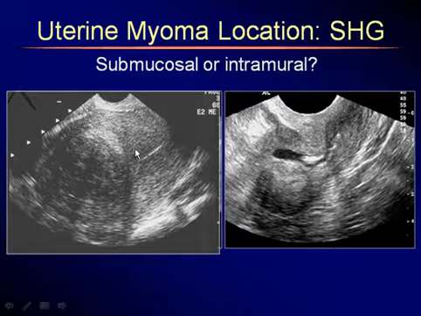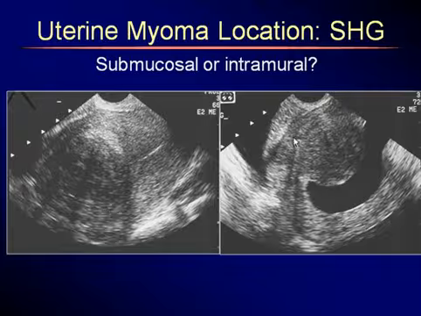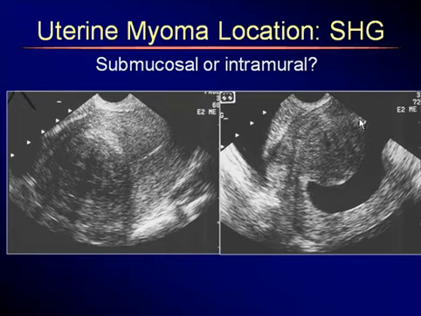Another one here, what is the submucosal and intramural component? The sonohysterogram shows that about half of it is submucosal and the other half is intramural, and there is a good thick covering of myometrium. So this could be removed hysteroscopically.